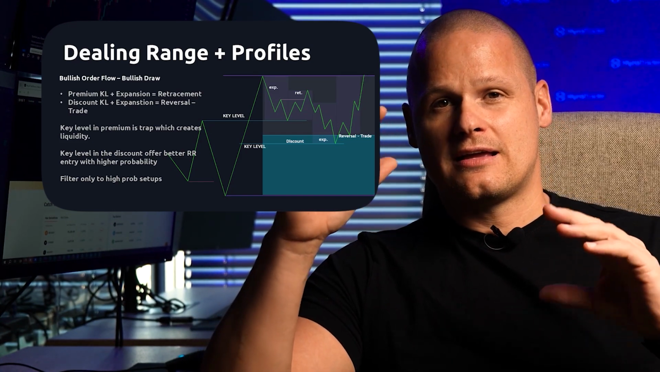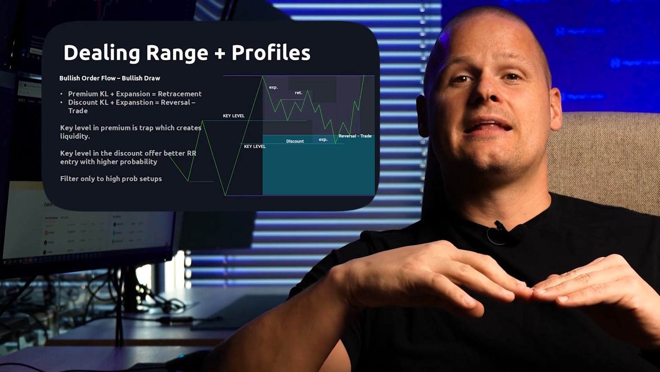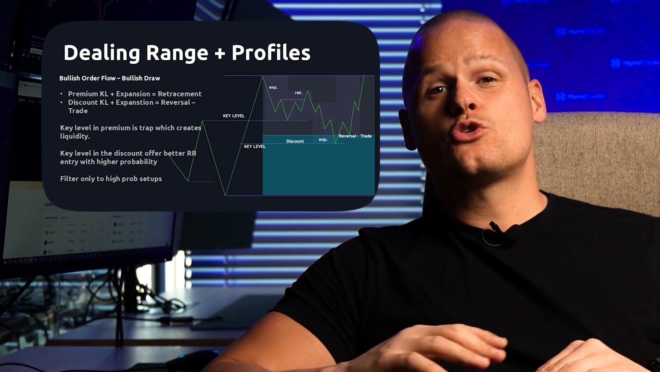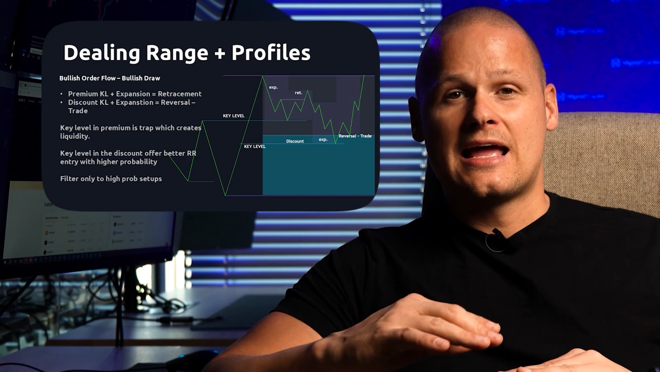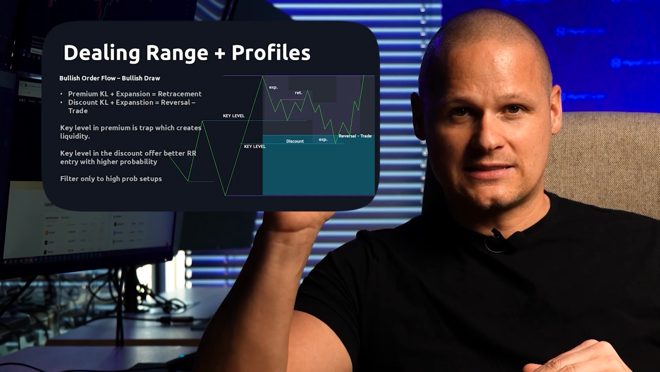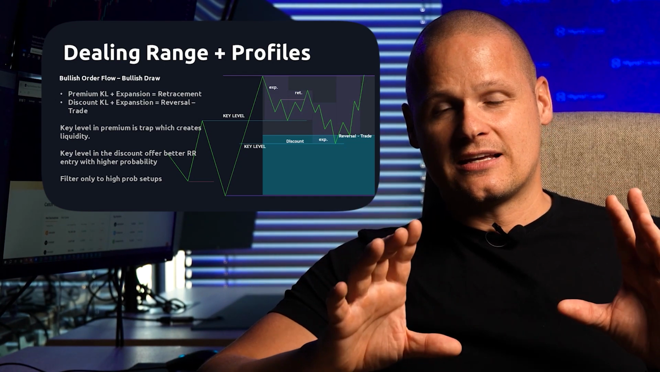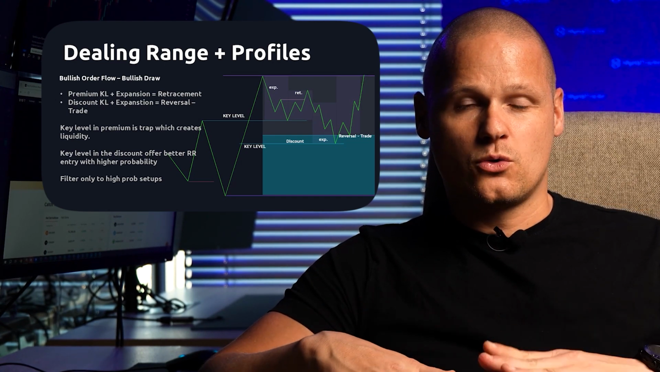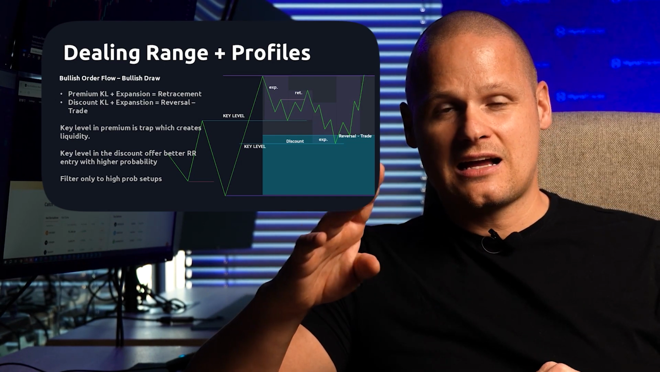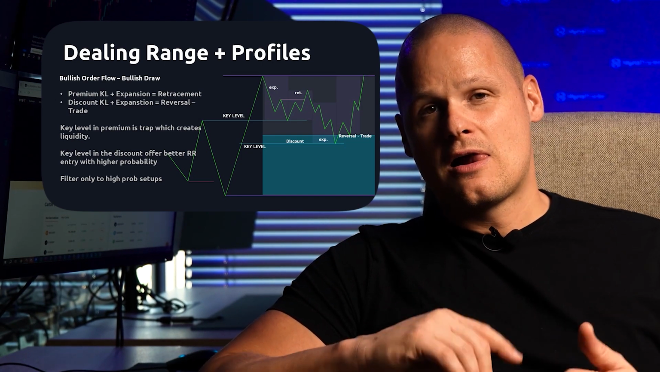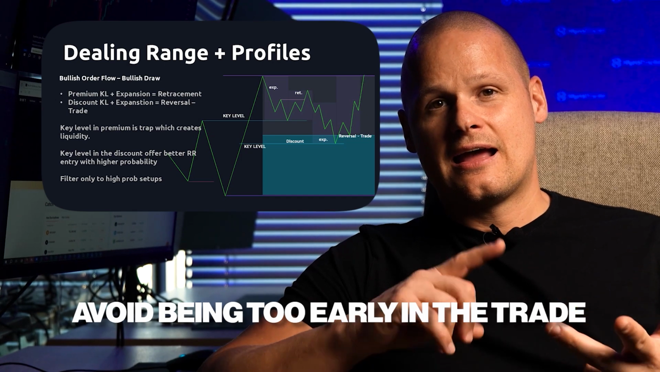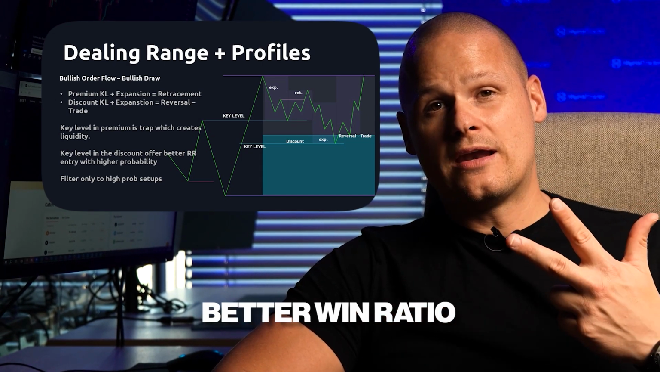So now let's look at the complete picture, where we can see how the price has reacted on this key level in the premium prices, and it was just a correction, and then price has dropped down to the key level in the discount, and that's where the real move has started. So my suggestion is, if you avoid these trades in the premium and you focus on the longs only in the discounts, you will get, first of all, a better risk reward ratio, you will not be in the trades too early, and also you will get a better win ratio.